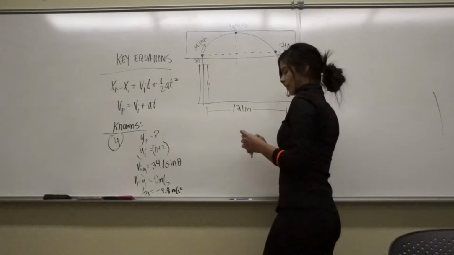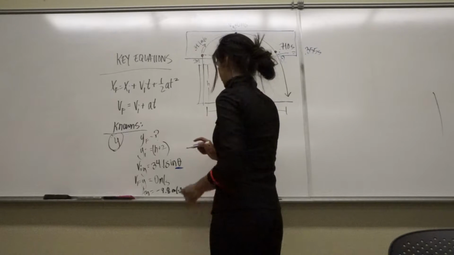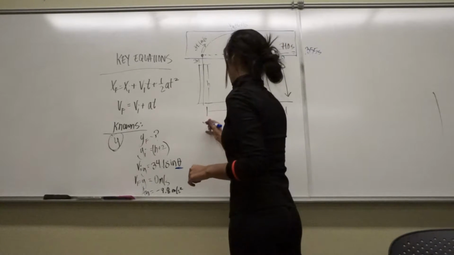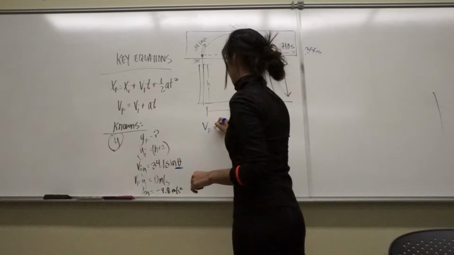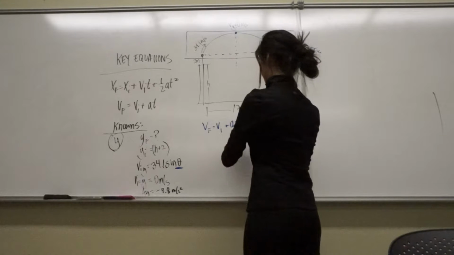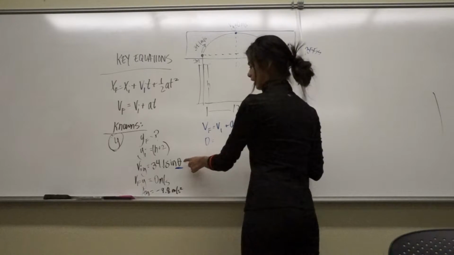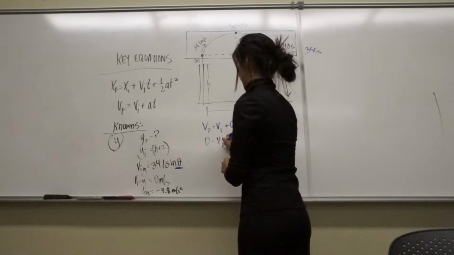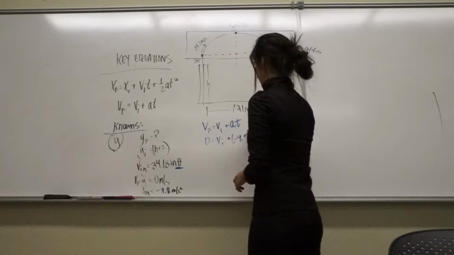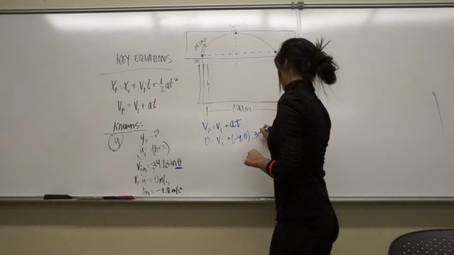So the first thing we're going to do is try to figure out what theta is. We're going to use the second equation: v_f equals v_i plus a t. v_f equals 0. v_i we're just going to leave as v_i for now. Acceleration is negative 9.8. Time is 0.355.